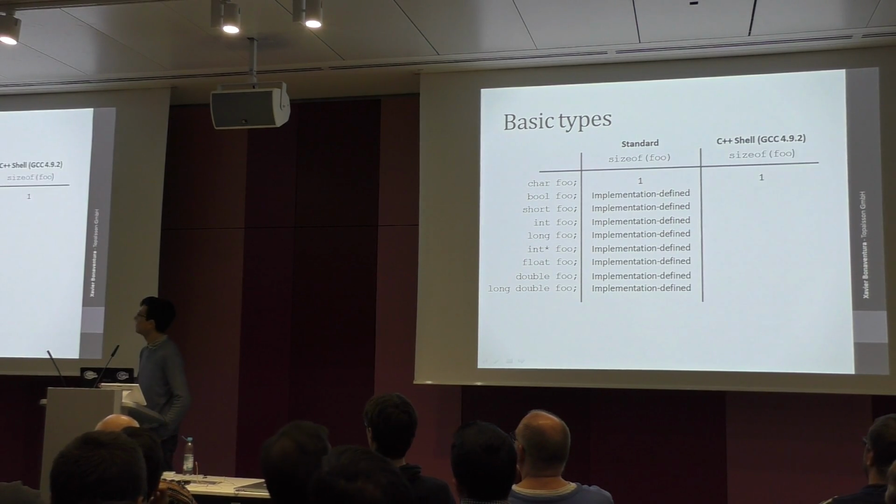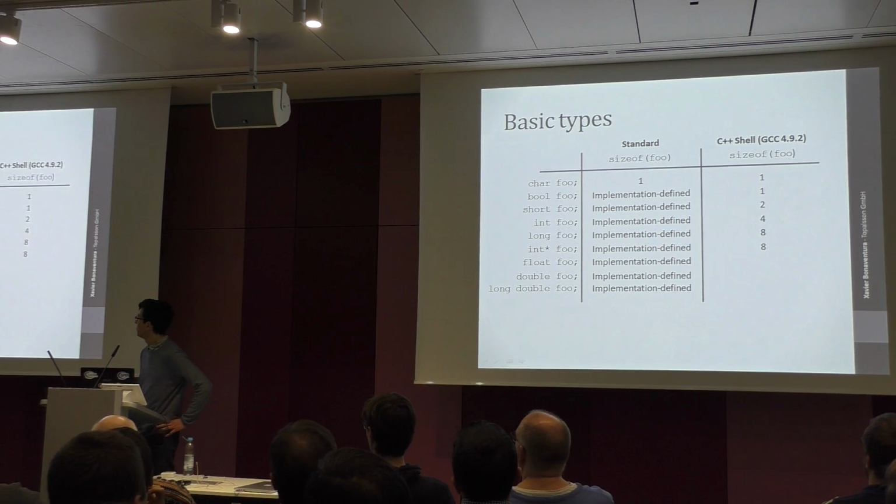Okay, let's try to go with a specific implementation. Size of bool, it's 1 here, short 2, integer 4, long 8, pointer in this case it's 8, it's 64-bit, float 4, double 8, and long double 16. But the question is, okay, does the standard guarantee something at least?